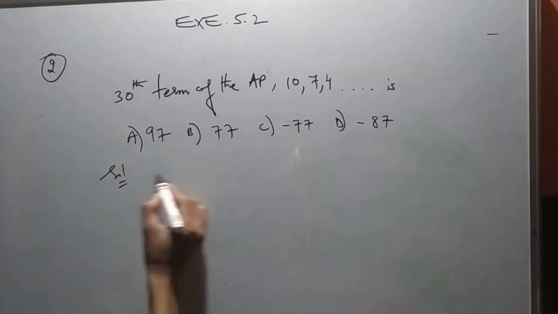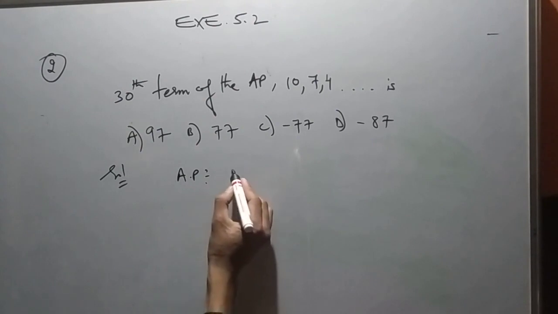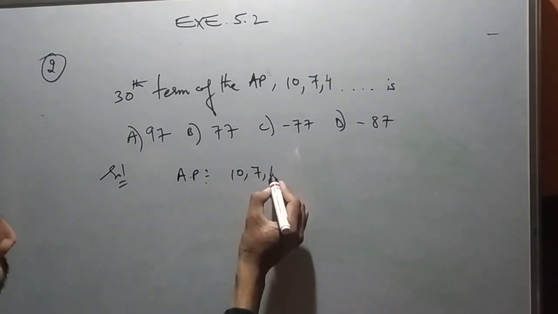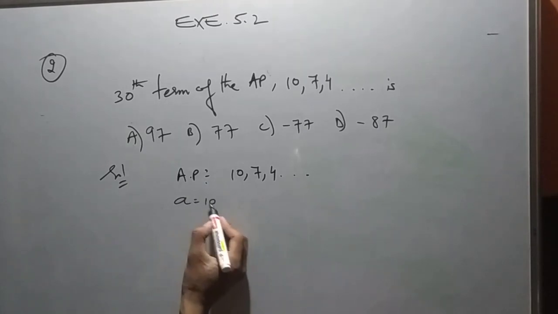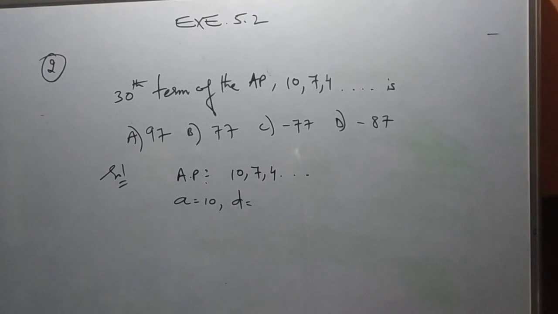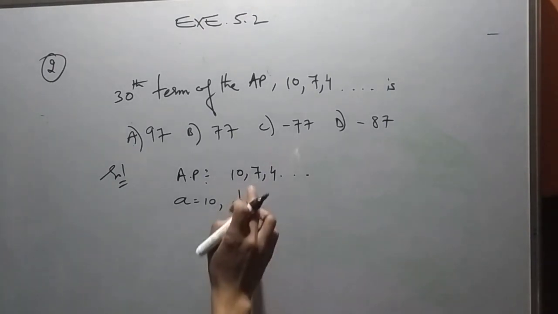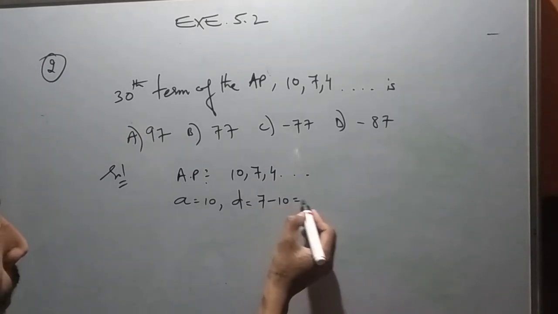Okay. So the AP is 10, 7, 4, and so on. So the first term A is 10. Common difference D: we have 7 minus 10, that is negative 3.